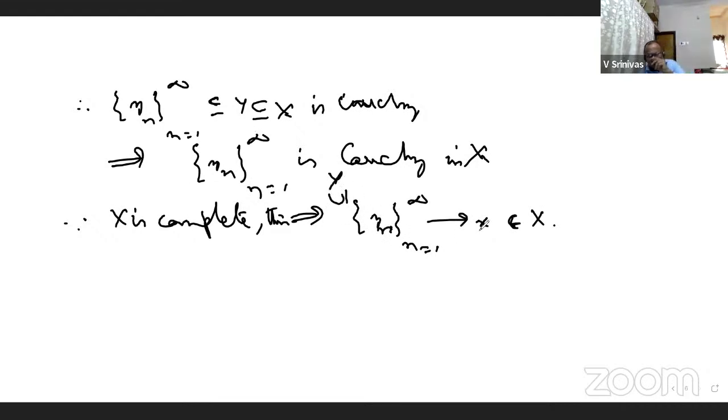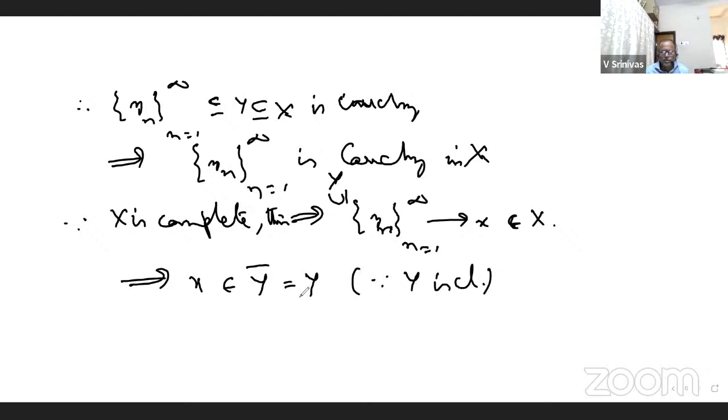And it is converging to x in capital X. The small x belongs to capital X. And this is a sequence in Y. Therefore, this small x has to belong to Y closure. Because you have a sequence of Yn's from capital Y, the limit has to belong to Y closure. And Y is closed, so its closure is itself. So small x belongs to Y.